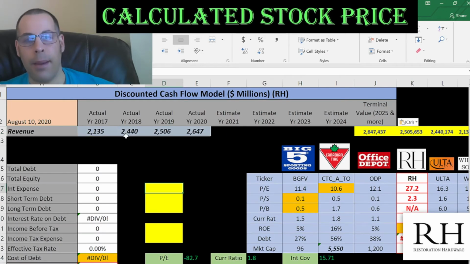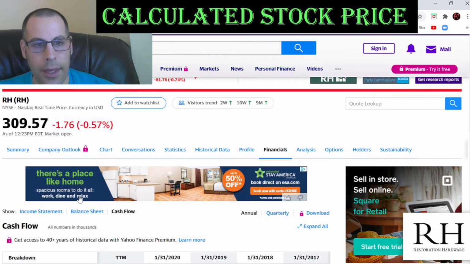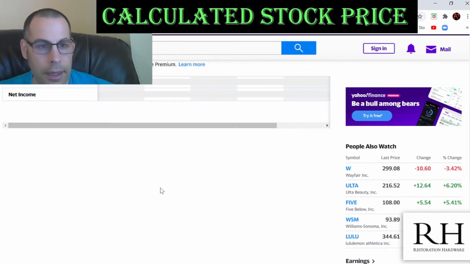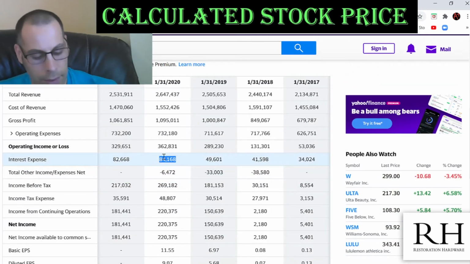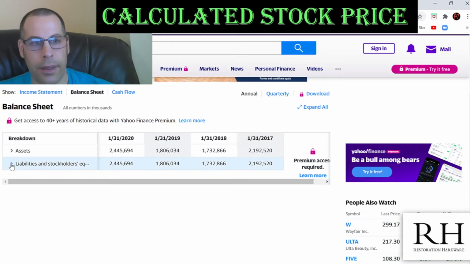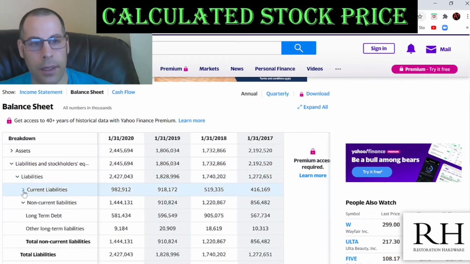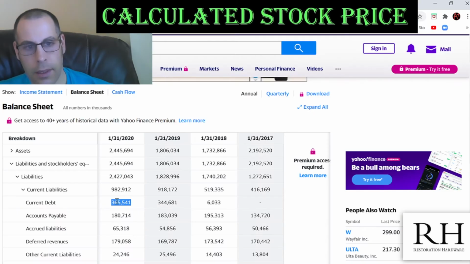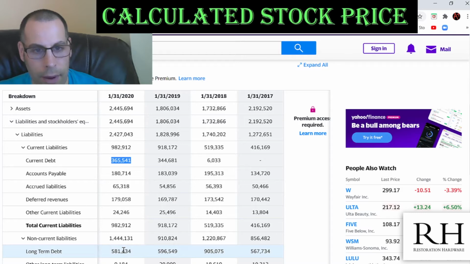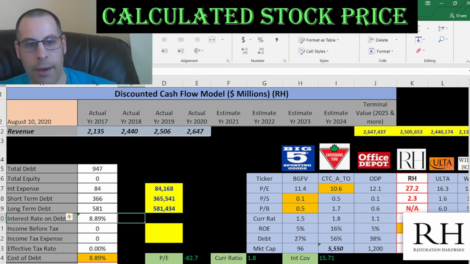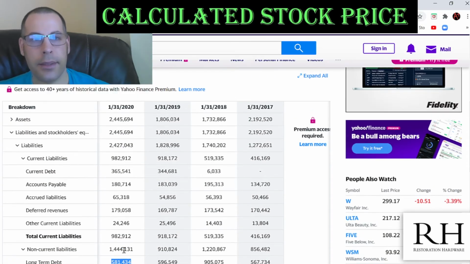Let's look at the capital structure. Let's get the interest expense. We need to figure out how much interest the company pays on its debt. And they pay $84 million of interest. That's on the income statement. Let's go to the balance sheet to see how much debt they have. We'll go to the liabilities section. Current debt of $365 million. Long-term debt of $581 million. So they pay a hefty interest rate, 8.9%.